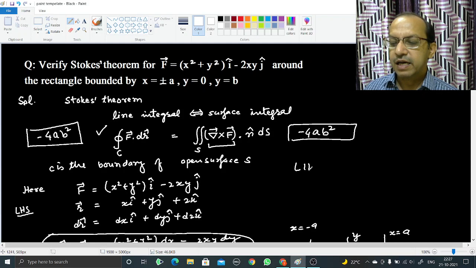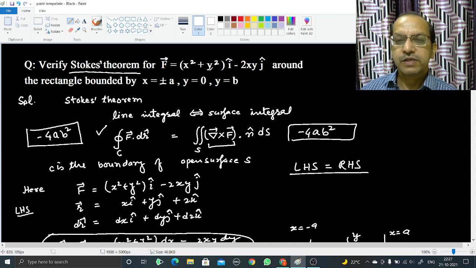That means LHS, or left hand side, is equal to right hand side, and we have verified the Stokes theorem for this integration along this curved path.